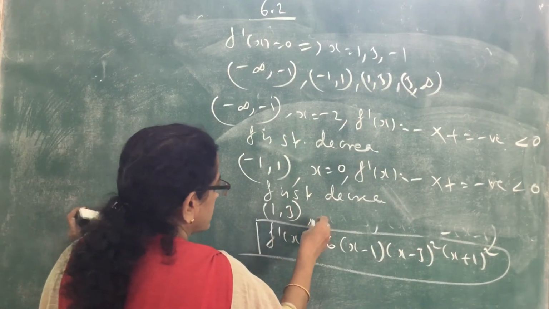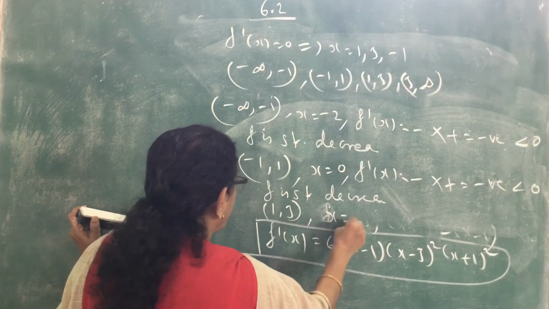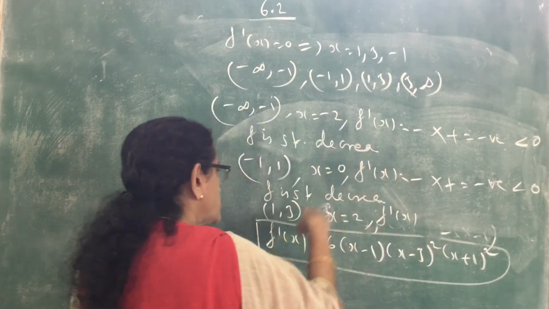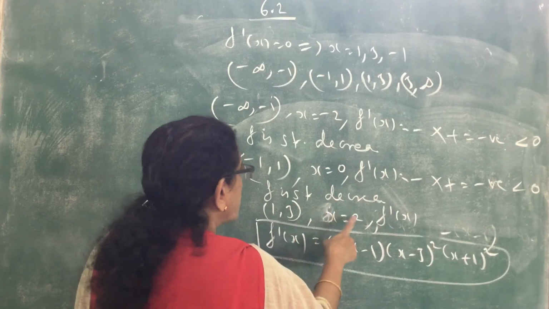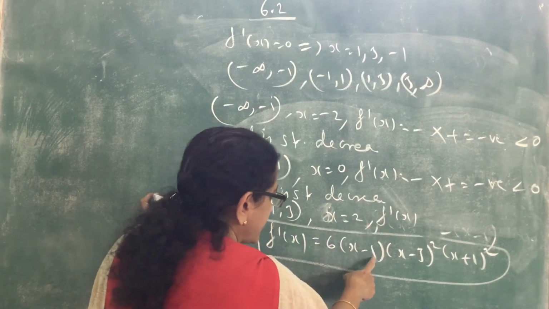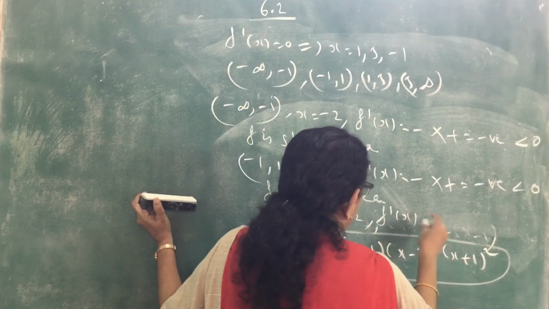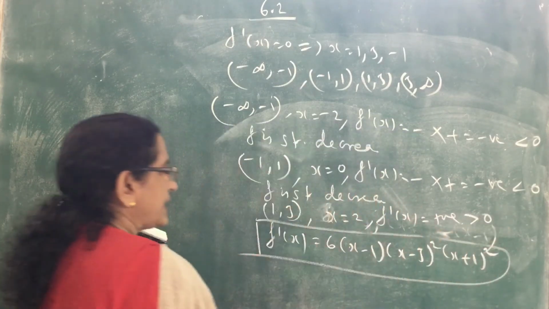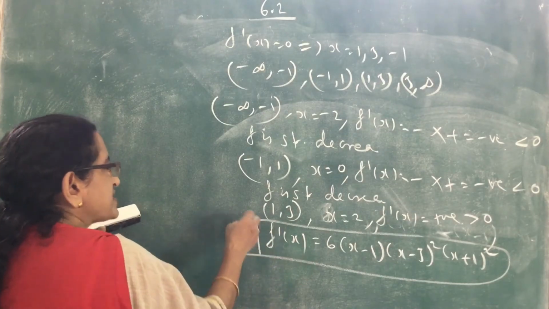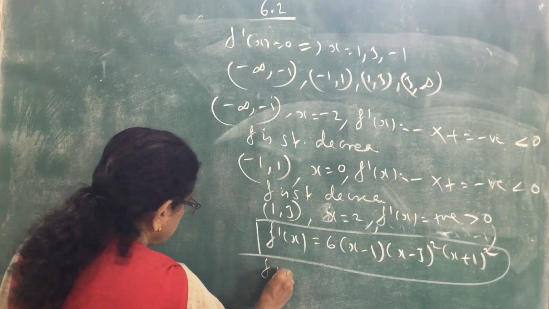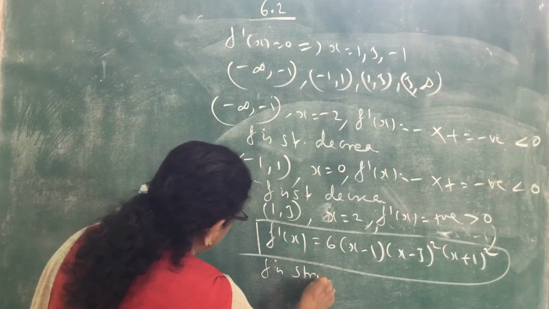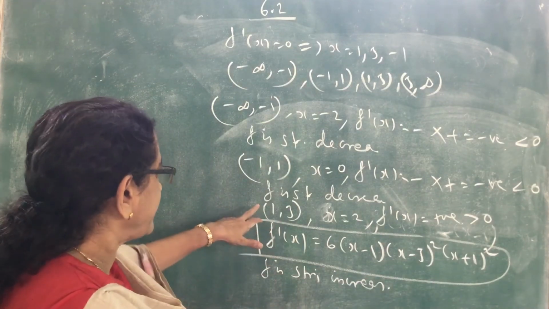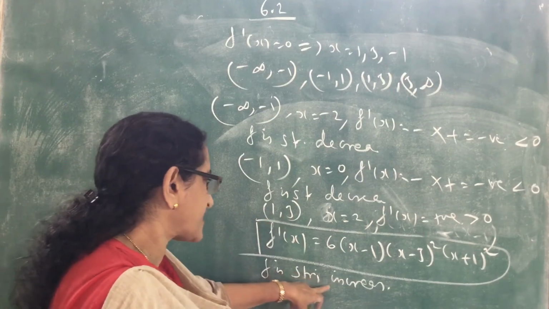Now consider the next interval, 1 to 3. In the interval 1 to 3, if we put x equal to 2, then what do we get for f'(x)? Substitute x equal to 2 in f'(x): 2 minus 1 is positive, and the rest is already positive. So we get positive, that is greater than 0. So f is strictly increasing in the interval 1 to 3.